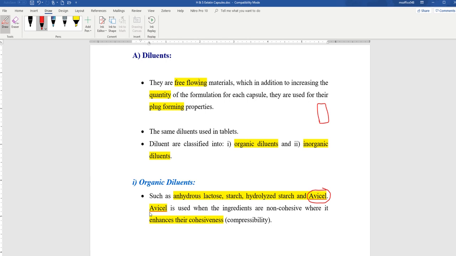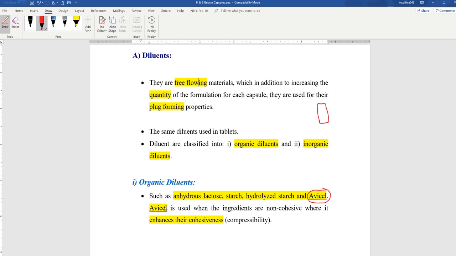It's a very famous excipient. It's very famous as a diluent, and because it comes in different grades, some of them are also good disintegrants. So Avicel, what is Avicel? It's a trade name for microcrystalline cellulose.